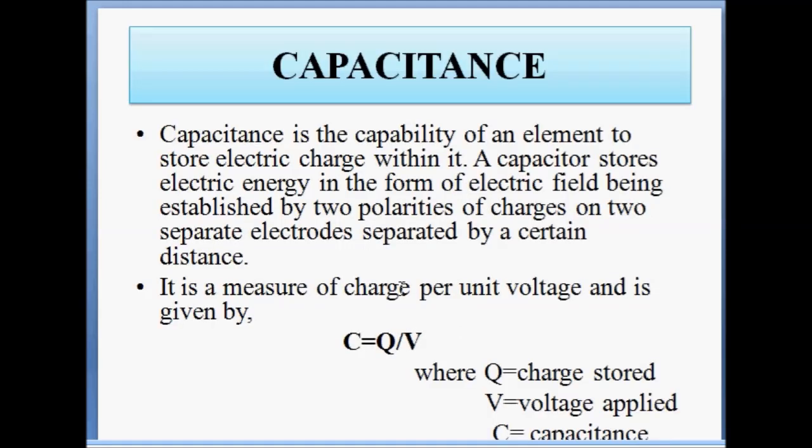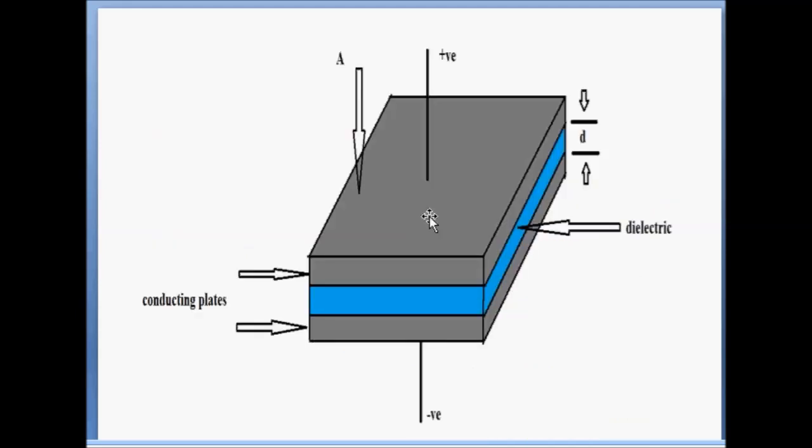So next, the concept which we are going to discuss is the property of capacitance. Now the capacitance is the capability or the property of an element to store electric energy in the form of electric charge. Now a capacitor in simplest form can be depicted as two parallel metallic plates separated by an insulating medium. Now this insulating medium is called as the dielectric.